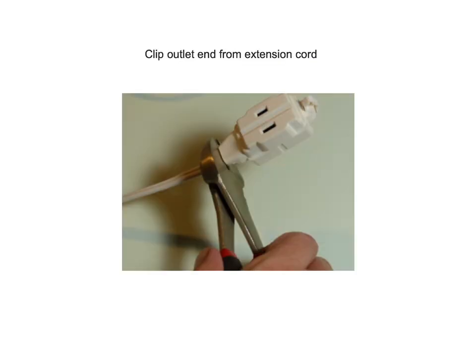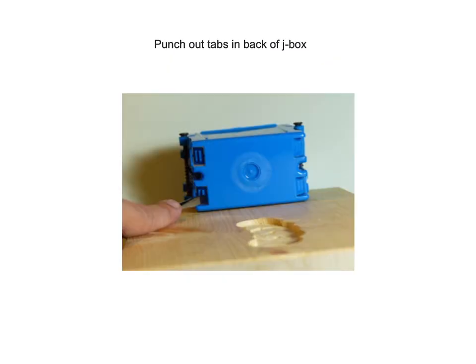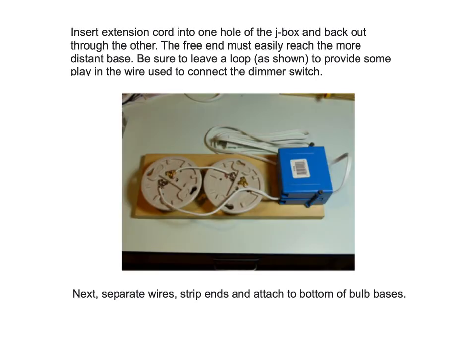Clip off the outlet end from the extension cord as it is not needed. Punch out 2 of the tabs in the back of the junction box. Insert the free end of the extension cord into one hole of the junction box and then back out through the other end. Make sure there's enough free wire to be able to reach the base that's farthest from the junction box and to leave a loop so that you'll be able to wire in the switch.